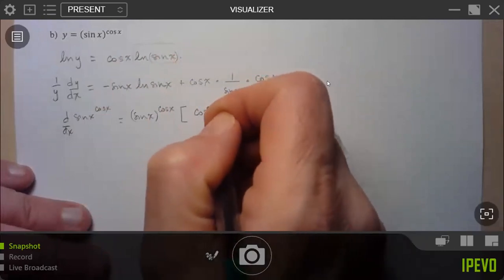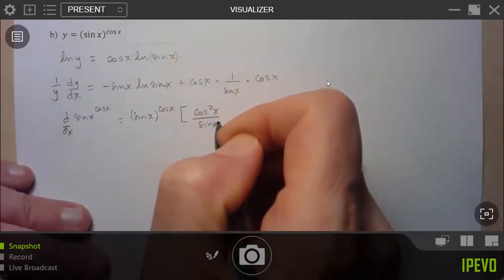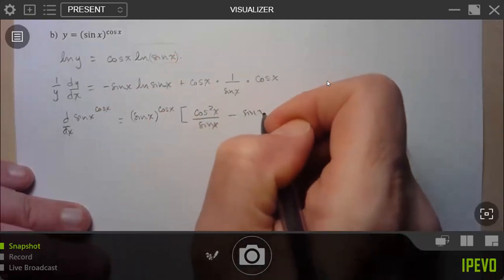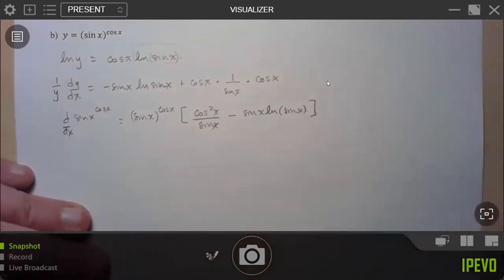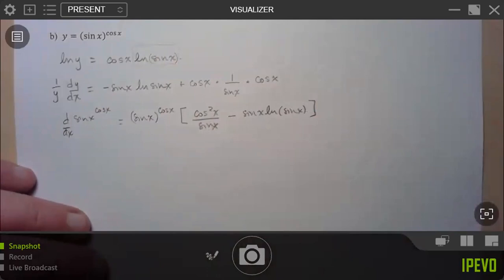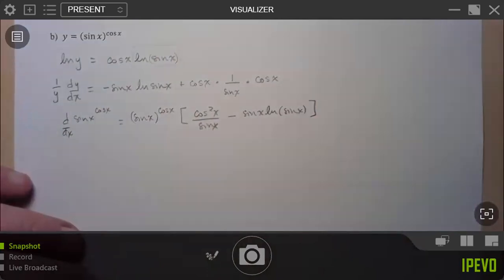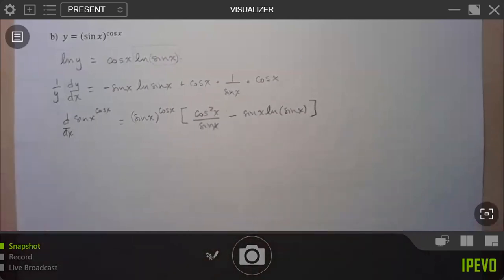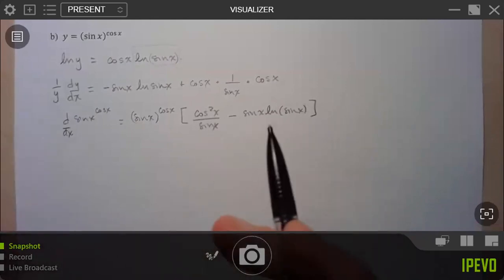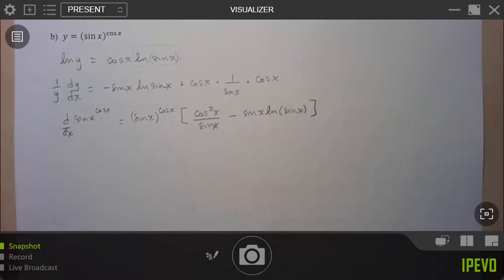So here, what do we have? We have cos squared x over sine x. And then here we have minus sine x ln of sine x. Okay. And could we simplify this a little further? Sure, if you wanted to, you could write cos over sine as cotangent, so you don't have that denominator. But I'm just going to leave it at that. At this point here, I don't think it's worth the time to simplify that any further. All right. So any last minute questions on this method here?